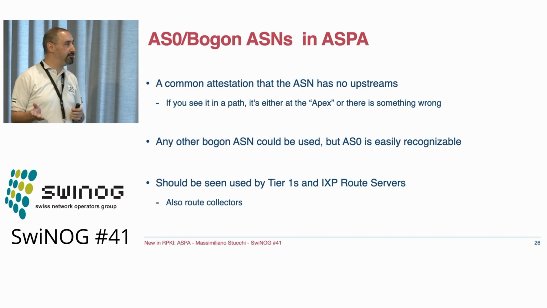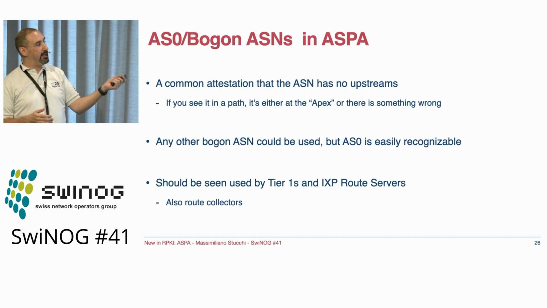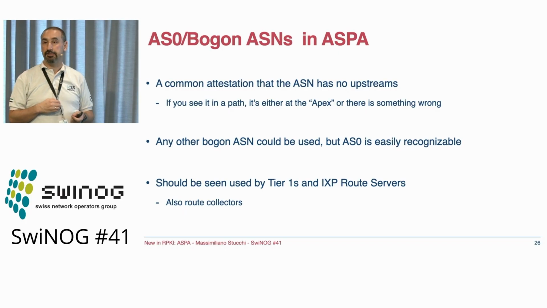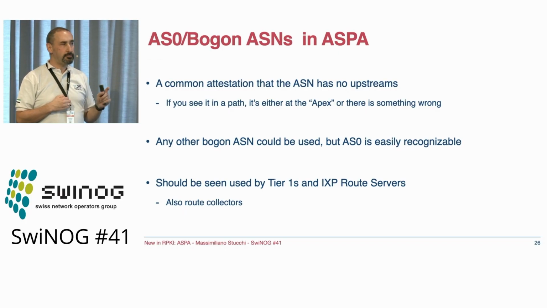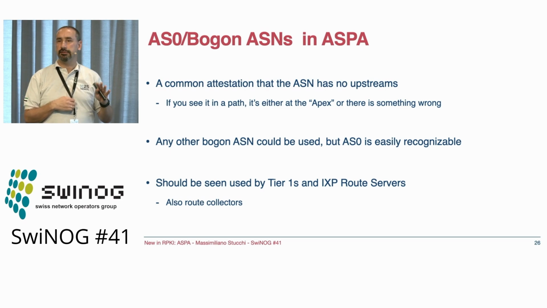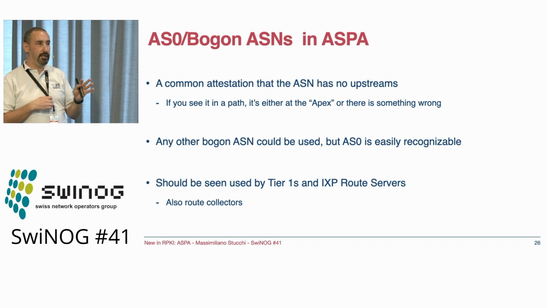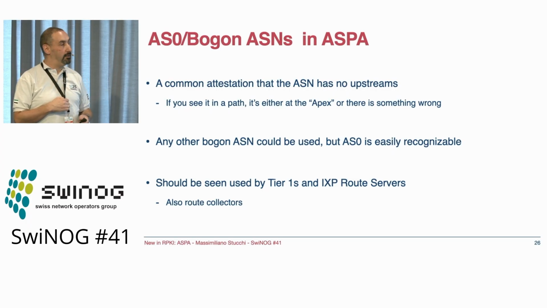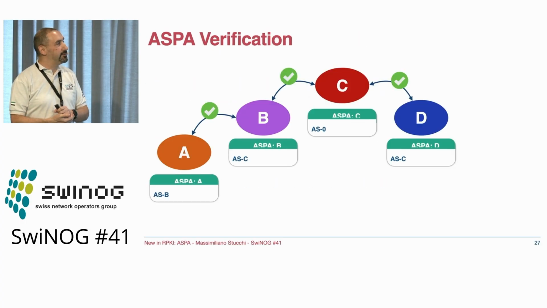It's a standard that's being used and should be seen used by tier ones, so operators that are at the apex who don't buy any transit, but also IXP route servers or route collectors. I checked yesterday and looked at some of the numbers, and there are 1,800 ASPAs, and among them, 26 have an AS0 as a declaration. So that could be something nice to investigate by next year, to give more data.